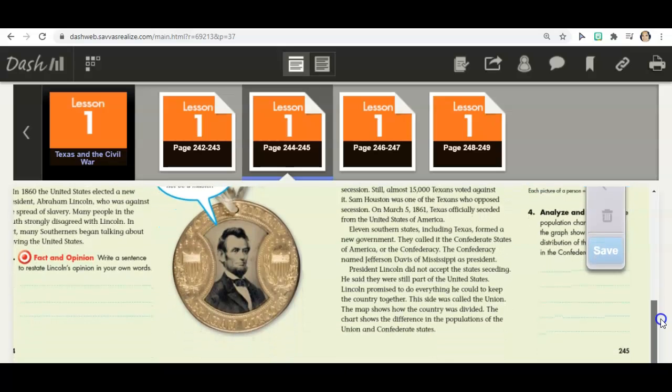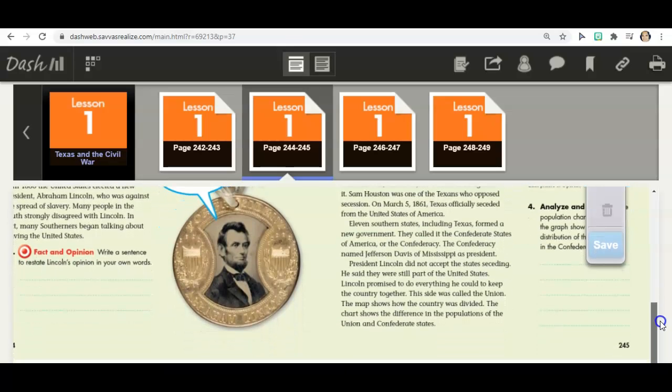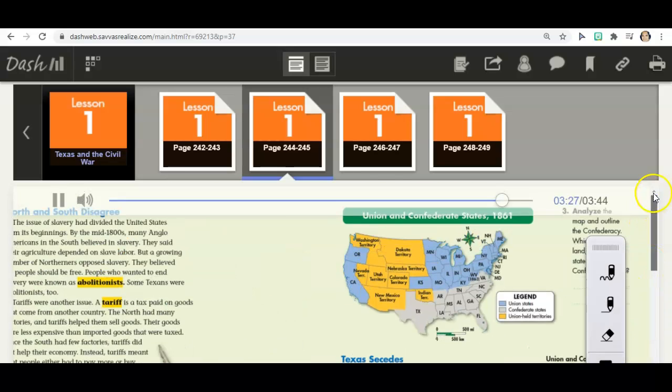11 southern states, including Texas, formed a new government. They called it the Confederate States of America, or the Confederacy. The Confederacy named Jefferson Davis of Mississippi as president. President Lincoln did not accept the states seceding. He said they were still part of the United States. Lincoln promised to do everything he could to keep the country together. This side was called the Union. The map shows how the country was divided. The chart shows the difference in the populations of the Union and Confederate states.